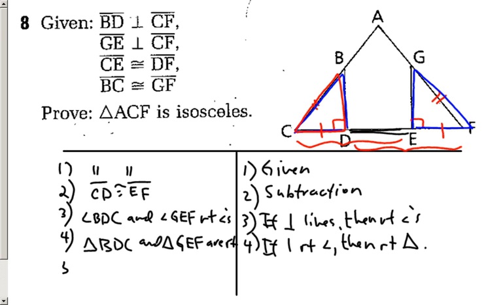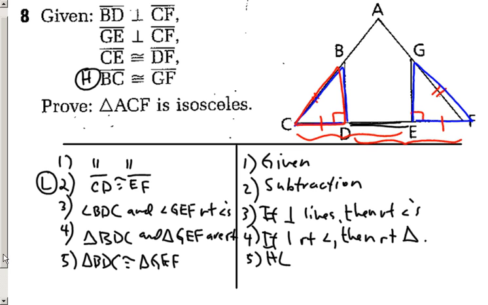So now I'm ready to go. I can use HL. I have the hypotenuse, I have the leg. I got the hypotenuse right here. BC and GF were the hypotenuses of each of the little triangles, and I got the leg right here. So I'm ready to go. I can say triangle BDC is congruent to triangle GEF by HL.